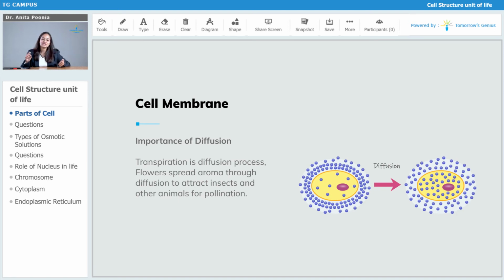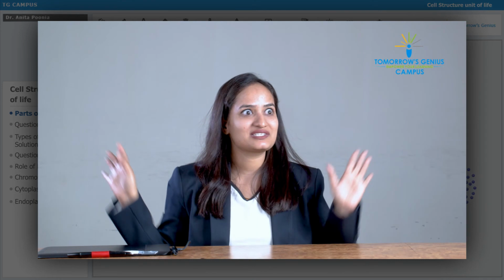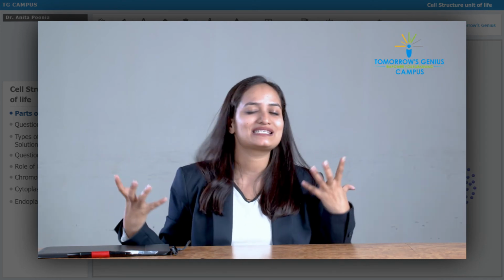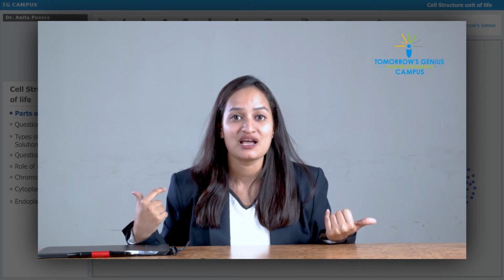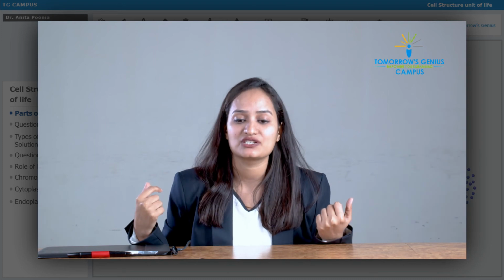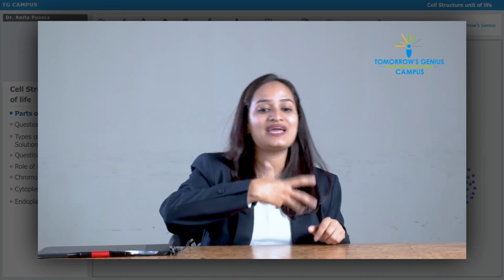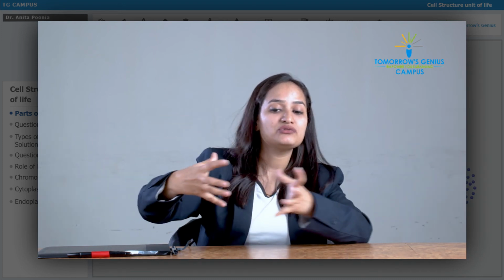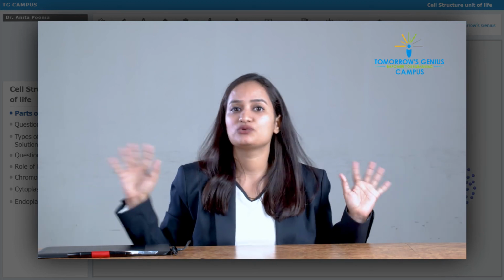Again, transpiration is a diffusion process as well, happening in the plants. Flowers spread aroma, just like the perfume example that I gave you. Why do you sometimes smell the sweet smell of flowers when there are flowers around in the garden? How is that possible? How are you able to smell the flowers? That's because the flowers spread the aroma, it diffuses, and then you can smell it.